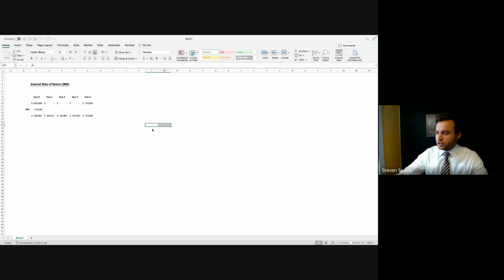So I should have shared my screen with you. You should see an Excel sheet here, and right here it should say internal rate of return, or IRR. Here we have year zero. That's the initial period that we invest our money, and in this example, we're investing $100,000.